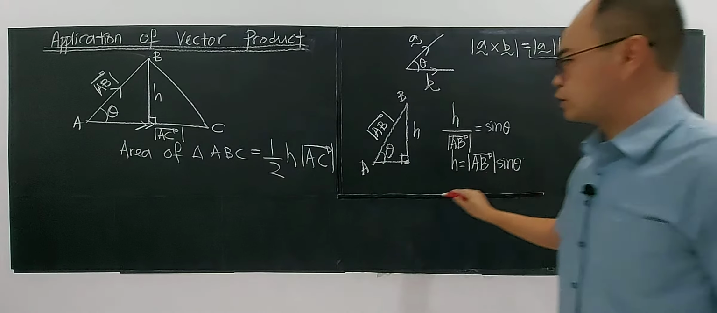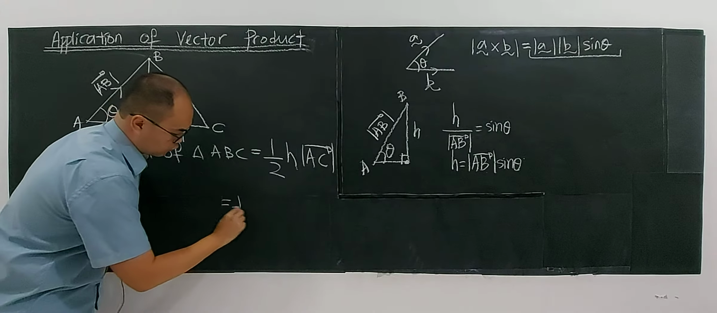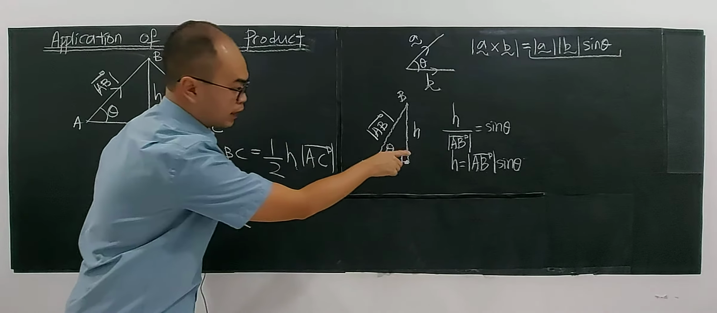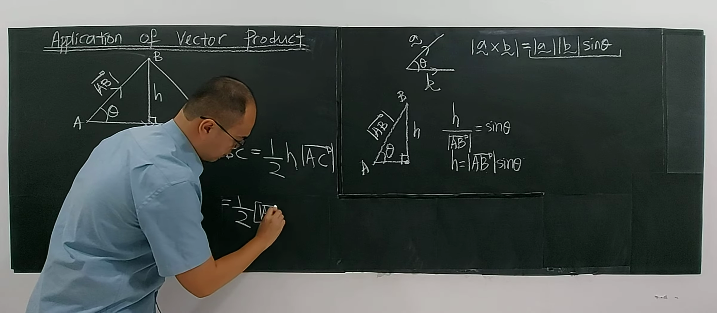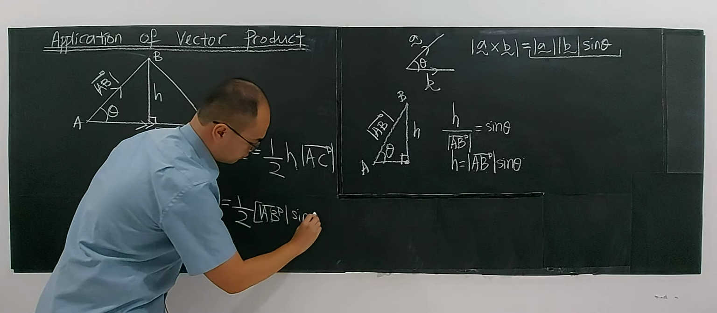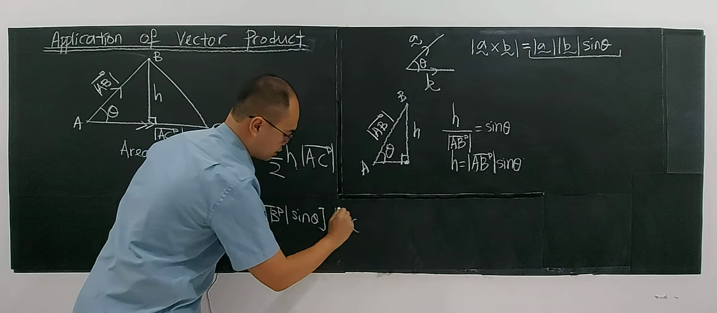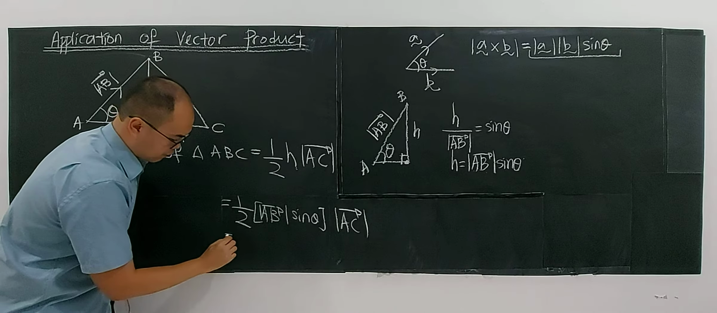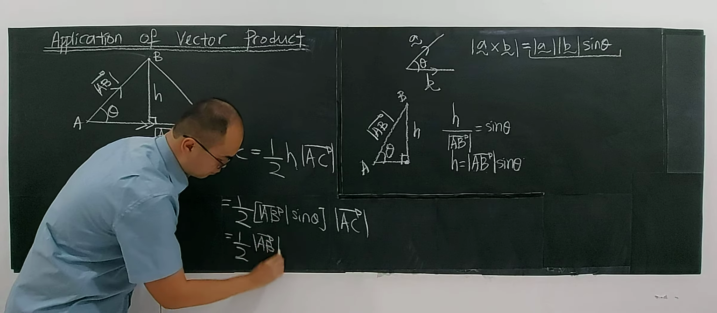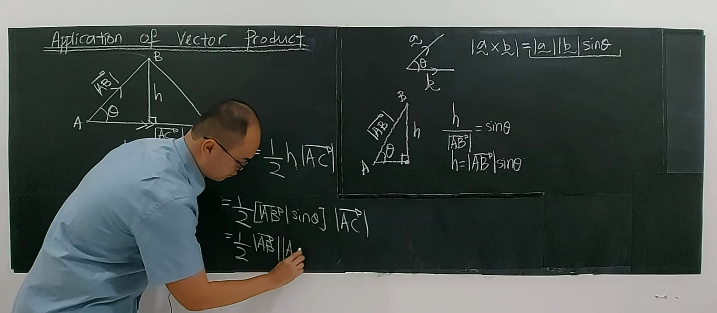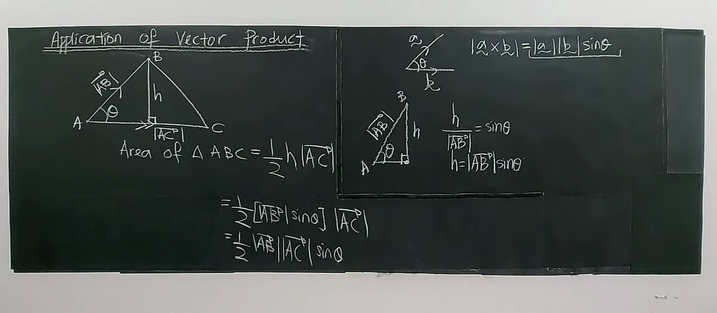And then I'm going to put this into the area here, so the area of the triangle is half, and the H can be replaced by magnitude of AB sine theta, with the magnitude of AC, and I rearrange. If I rearrange, 1 over 2, magnitude of AB, magnitude of AC, sine theta, right? Sine theta.